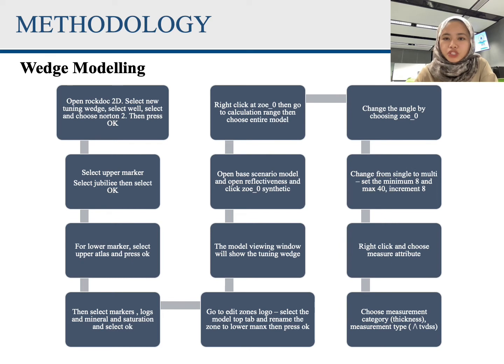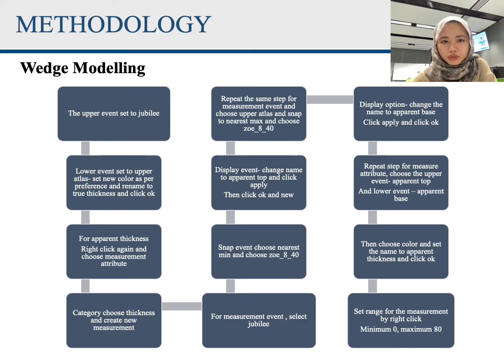And then after that, we change the angle by choosing ZOE_0. Then after that, change from single to multi, which set the minimum 8 and maximum 40 with the increment 8. And after that, we right click and choose measure attributes. And after that, we choose the measurement category, thickness, measuring type, which is TVDSS.